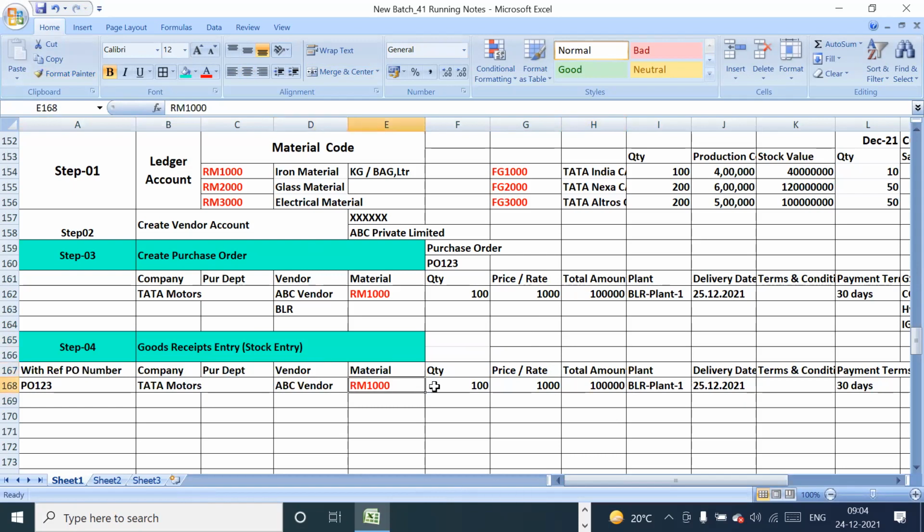Okay. Then the system is going to give one goods receipt number. The system will generate one goods receipt number. For each and every activity, the system is going to generate one unique reference.